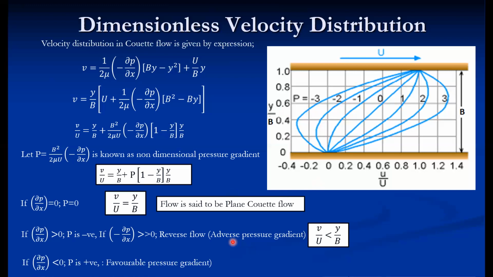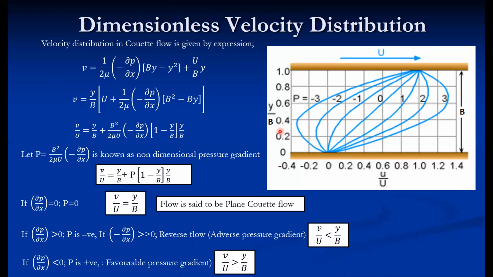Then the third case, when ∂P/∂x is negative, the bracket term becomes positive. Hence P is positive, because when ∂P/∂x is negative, the bracket term is positive, and then P is positive. So when P is positive, we can say v by u is always greater than y by b. That means this value is greater.